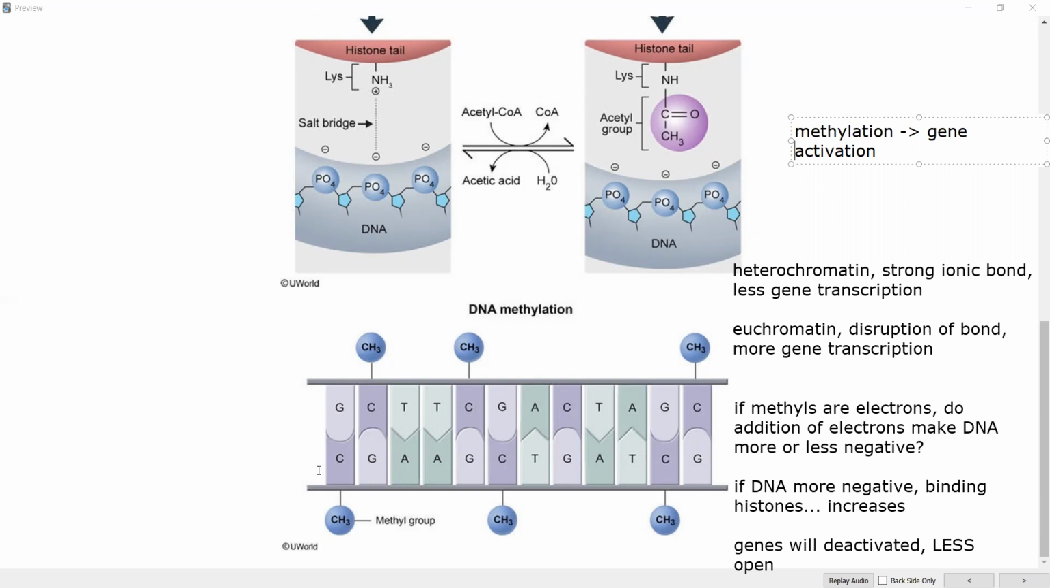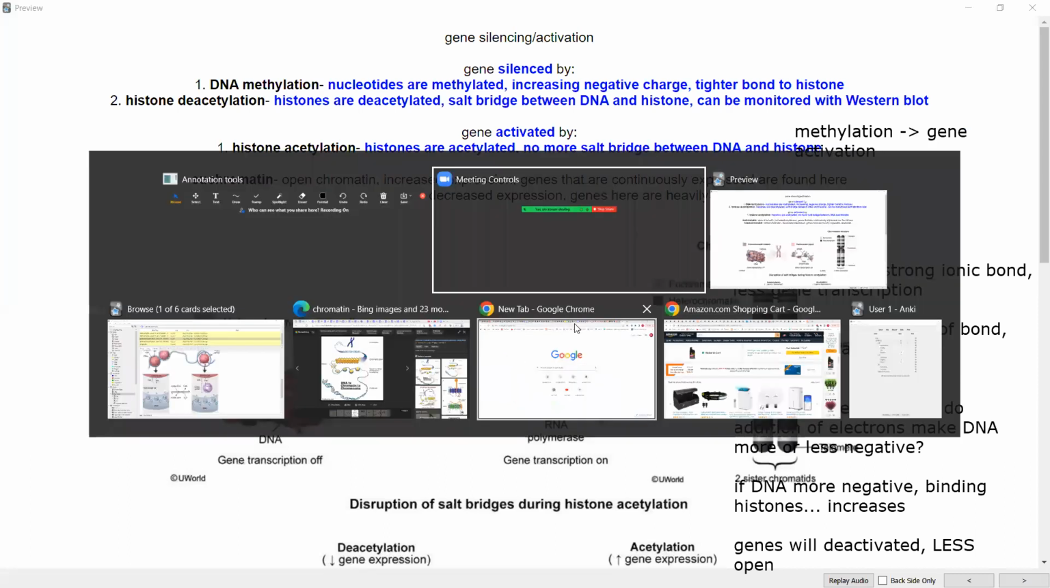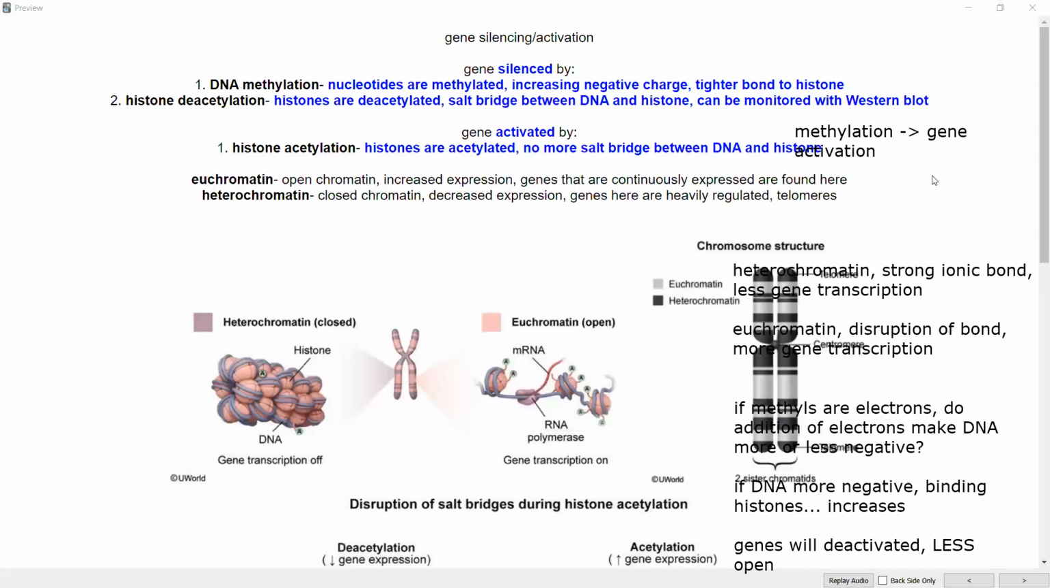So good. That is basically what you need to know about gene silencing and activation. And you can see how we talked about the relationships. Any questions on euchromatin and heterochromatin? I need to close this.